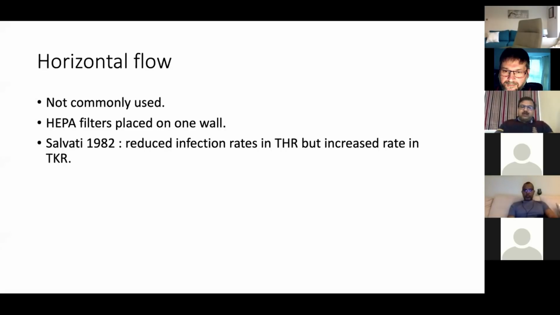Again, if you look back to the picture which I showed before, as you introduce people in the path of the laminar flow, it changes into turbulent flow. And this probably has a bearing on it. Anyhow, it's not commonly used in orthopedic operation theaters.